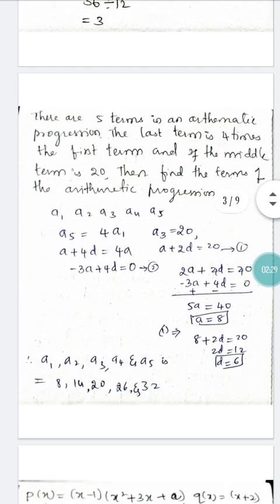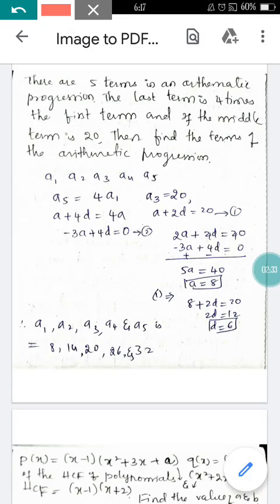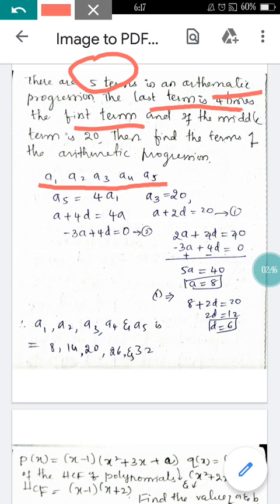Now come to question number 3. There are 5 terms in an arithmetic progression. They are talking about the 5 terms in an AP. So I have just taken here 5 terms: A1, A2, A3, A4 and A5. And the last term is 4 times the first term. Here they have given the condition. You can see here the 5th term is 4 times the first term. Here I have written 5th term is 4 times the first term.